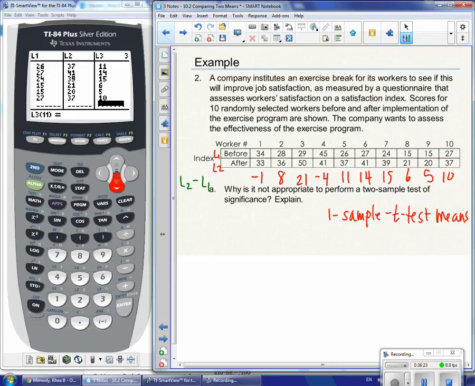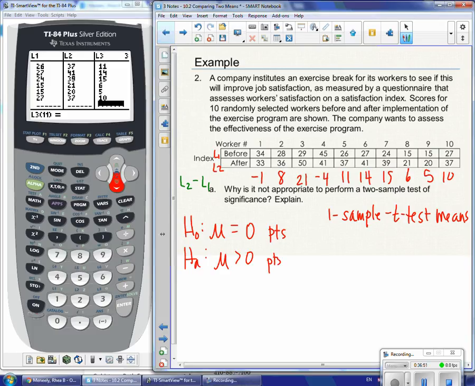So again, I'm only dealing with one sample. So my null hypothesis is going to be the mean is equal to, well, if I don't think there's any difference in the ratings, my mean would still be 0. I'm looking at a mean difference of 0 points, I guess. And the alternative, if I think that the exercise program is effective, the way I've subtracted, I would expect that mean difference to be positive.